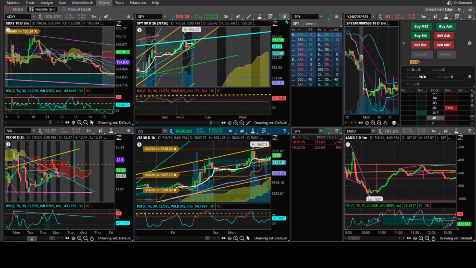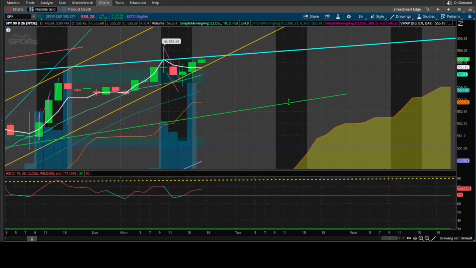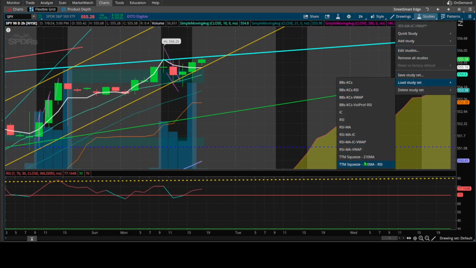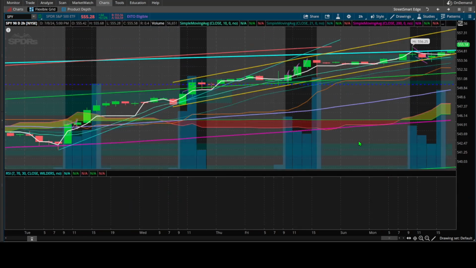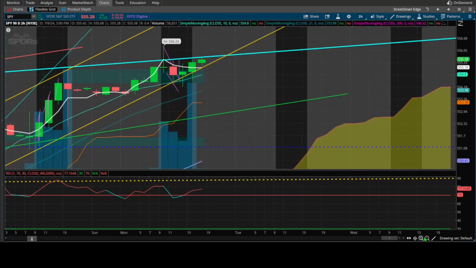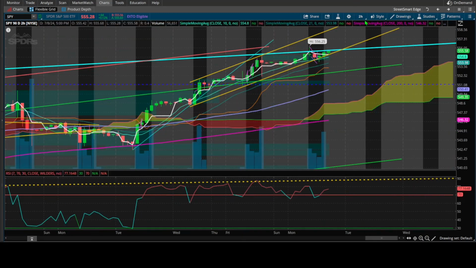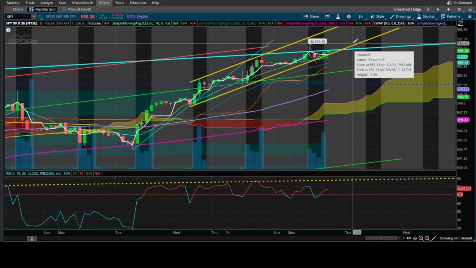But I am going to go ahead and zoom in on this chart of SPY here. And let us switch over here. Study sets. You can see I've got a lot of preset study sets that I've developed. But let's go with the one that has the RSI, moving averages, Ichimoku cloud, and VWAP. Let's zoom out a little bit. So what is everything that's on here?